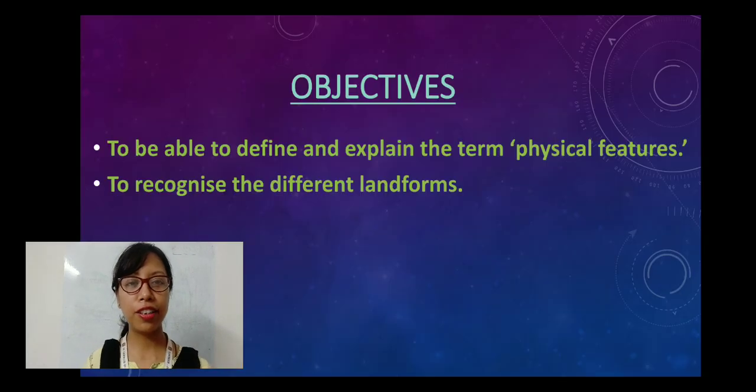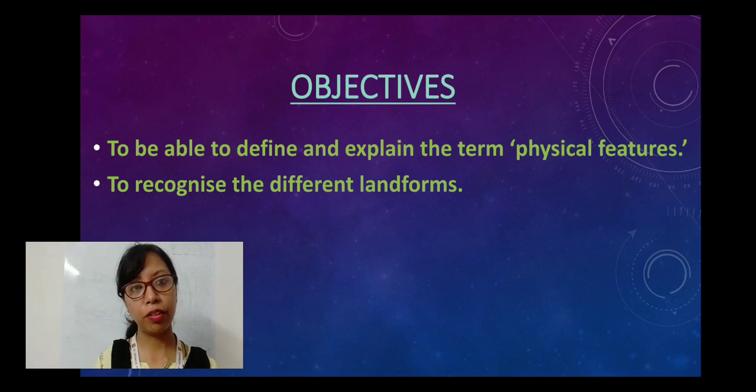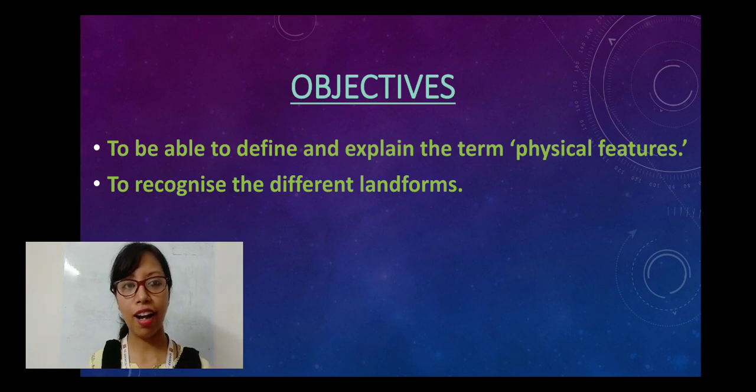Now let's move towards the objectives. So in today's class we are going to get two objectives: to be able to define and explain the term physical features. After learning what physical features are, you will be able to explain or define what the term physical feature means. Then to recognize the different landforms. So we will be discussing different types of landforms, and later on if I give you a picture, you will be able to recognize what the different landforms are.